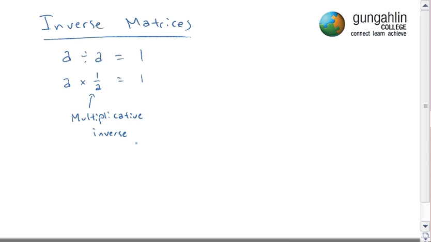So since we don't have matrix division, we do actually have the multiplicative inverses of matrices. So if I have a matrix A, what I'd really like to do is find what the multiplicative inverse of A is. So the inverse matrix of A. So the inverse matrix of A we call A to the minus 1.